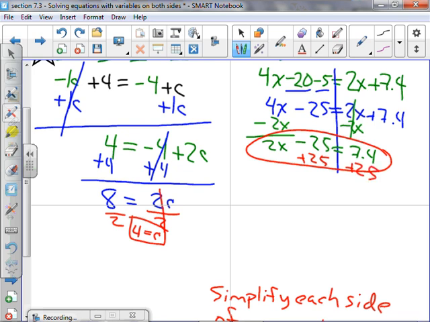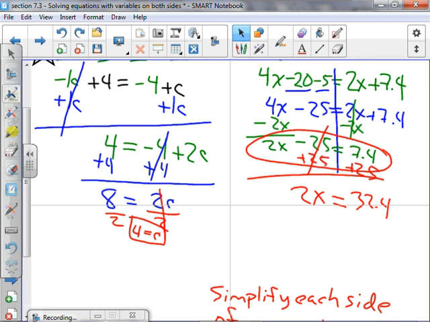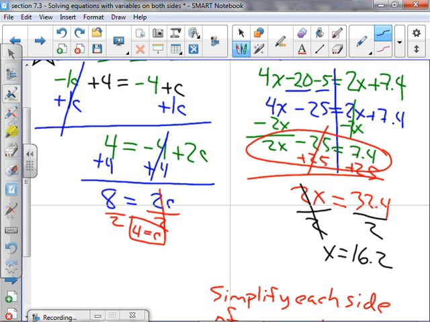I'm going to wind up with 2x equals, well, these 25s are gone, so 7.4 plus 25, that's going to give me 32.4. Now all I have to do is divide both sides by 2. I divide by 2 here. I divide by 2 here. 32 divided by 2 is 16, so I get x equals 16. 0.4 divided by 2 is 0.2, so 16.2, and I am done.